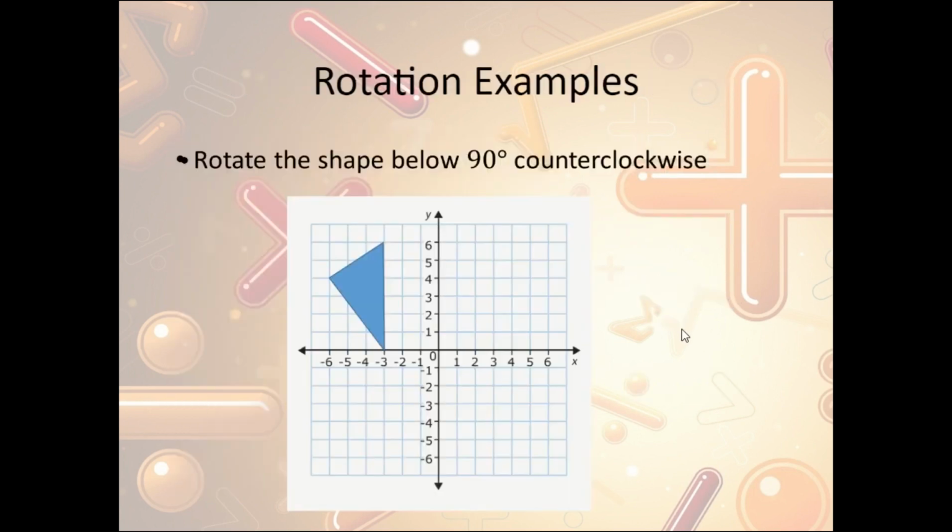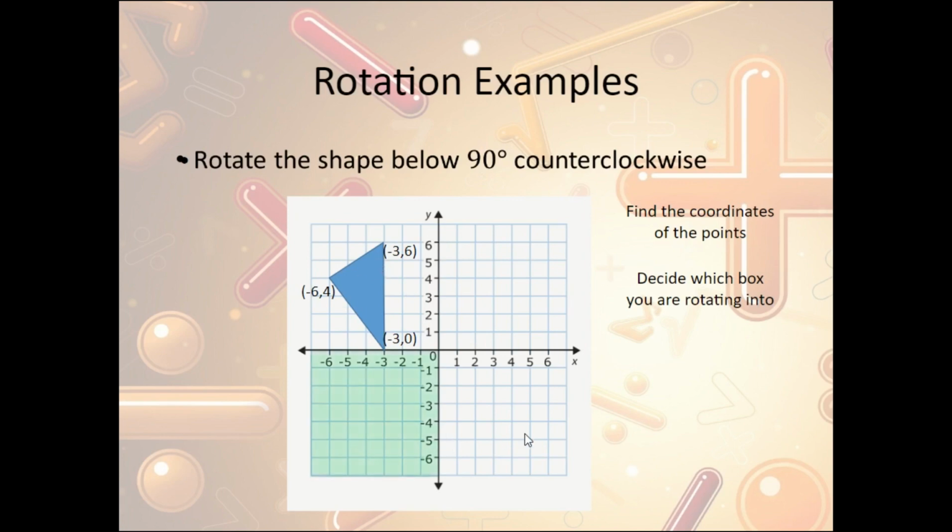So let's look at an example. So we're going to rotate 90 degrees counterclockwise. So again, write out your coordinates. So there's my coordinates, (-3, 6), (-6, 4), and (-3, 0). Then we're going to decide which box we're rotating into. So we're going counterclockwise, so we're spinning this direction, and we're going 90 degrees. So everything should go from this box to this box.